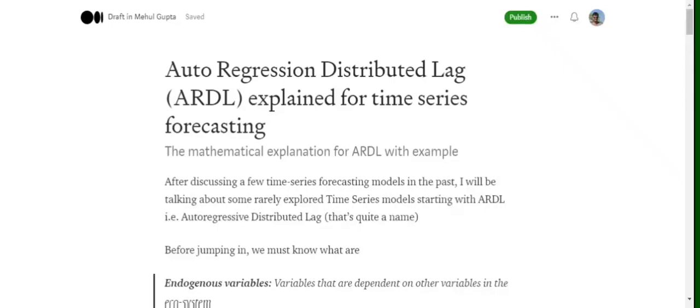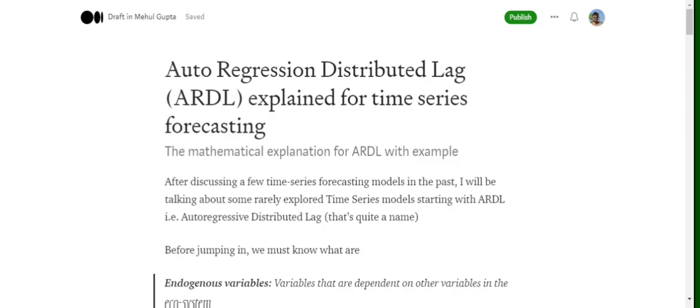Hi everyone. So today we'll try to understand what is auto regression distributed lag, that is ARDL method for time series forecasting with an example. So the name appears to be a bit tough. It appears to be a jargon, but the methodology that is followed is quite easy. So let's jump into it.